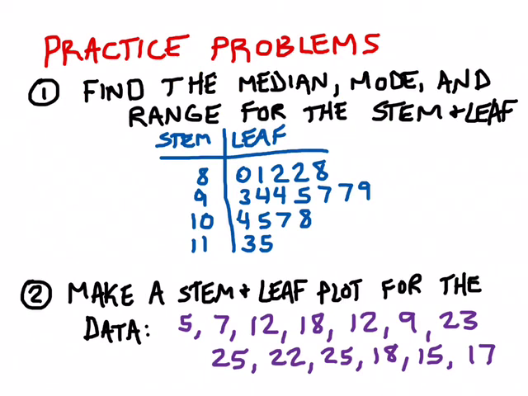Here's some practice problems for you. In number 1, I'd like you to look at that stem and leaf plot, think about what data it's giving you, and find the median, mode, and range for it. And on number 2, I'd like you to make a stem and leaf plot for the data that you see there. Alrighty, have fun.